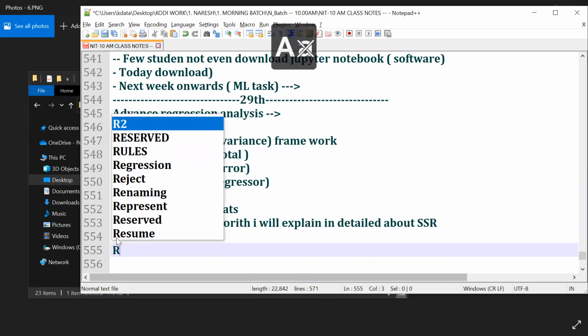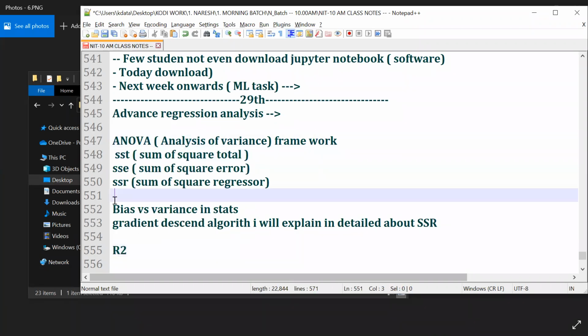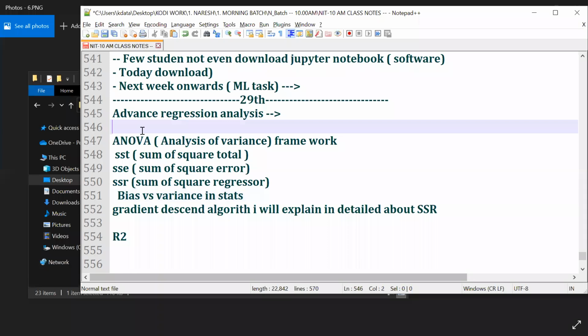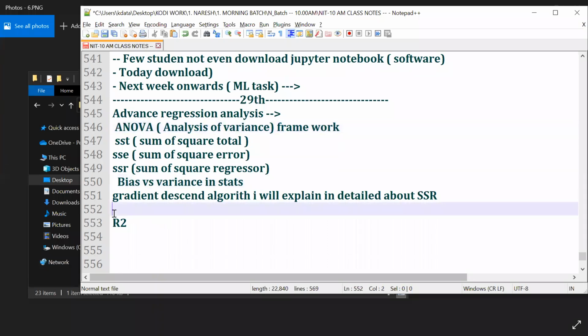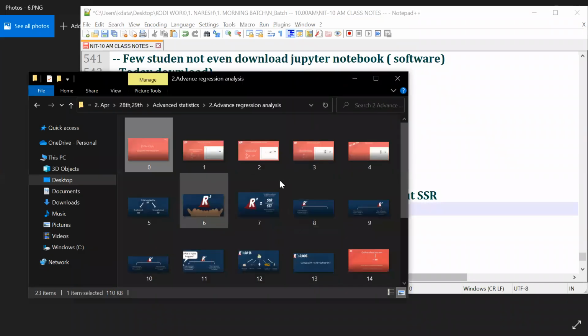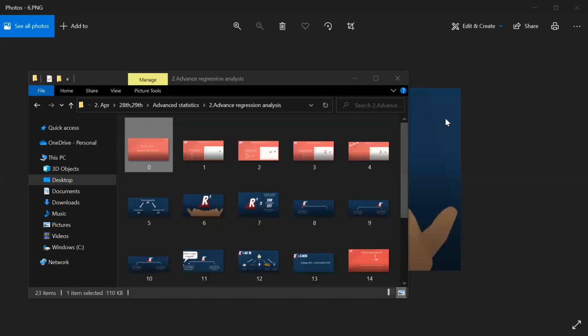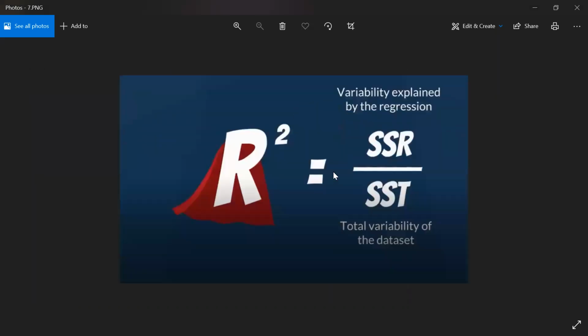The next concept is what is R squared. It is very important, guys. After you build the model, let me show you. What is R square, guys? SSR by SST. R square equals sum of squares regression divided by sum of squares total.